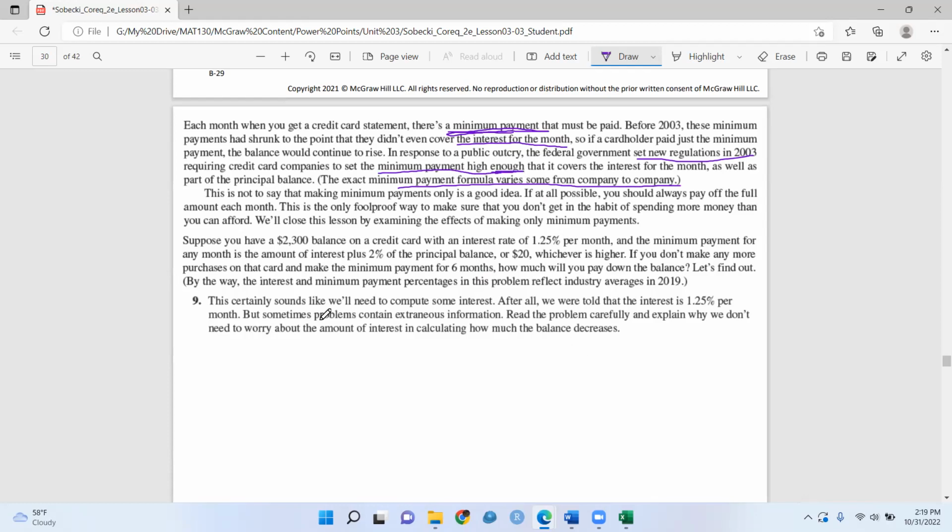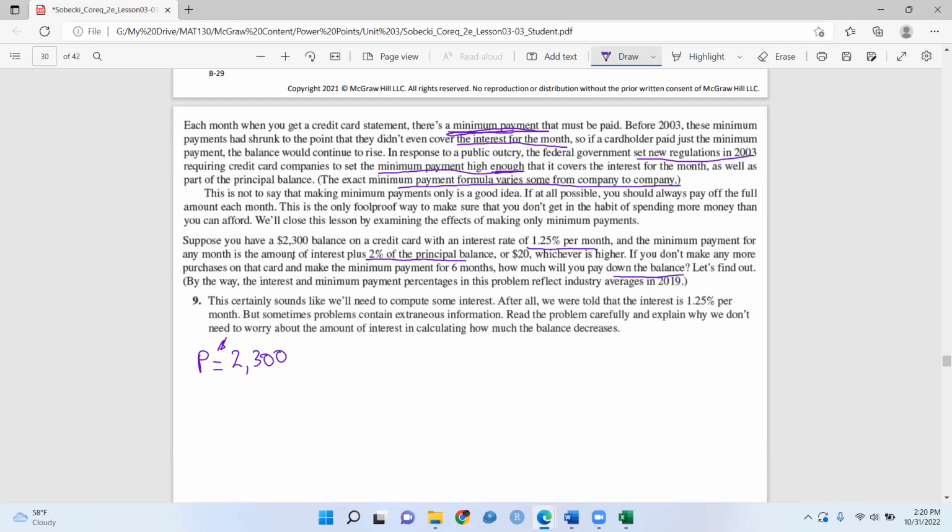Okay, so we're going to look at what's happening here. Let's suppose you have a $2,300 balance on a credit card, and it has a monthly interest rate of 1.5%. The minimum payment is the amount of interest plus 2% of the principal, or $20, whatever's higher. And that's assuming you don't make any more purchases. Let's see, how much will you pay down? All right. So we know our P is 2,300.